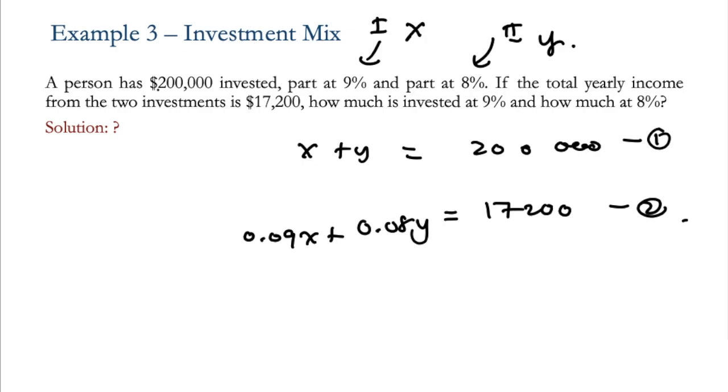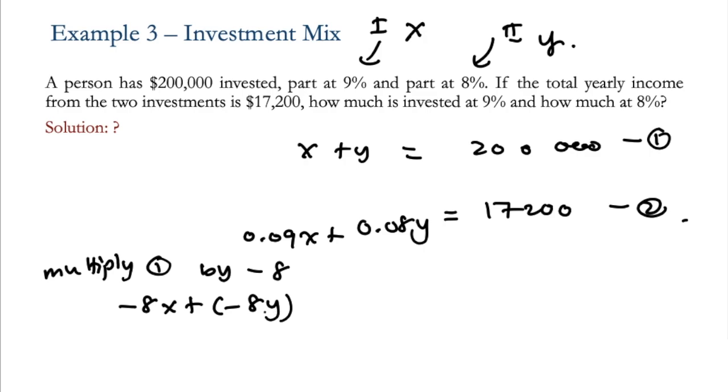Okay, so here what we can do, let's say I multiply equation 1 by minus 8. When I multiply equation 1 by minus 8, x becomes minus 8x, isn't it? Y becomes minus 8y, isn't it? Okay, and then this one becomes what? Minus 1,600,000. It becomes minus 1.6 million. Call this one equation 3.